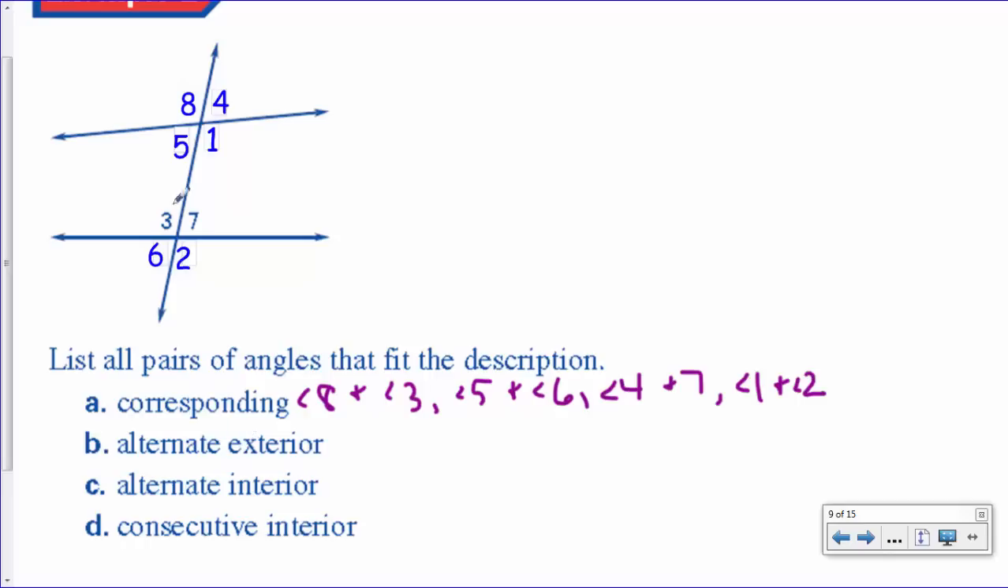Alternate exterior angles are outside of the two lines. By the way, they do not have to be parallel lines in order to have a transversal running through them. Alternate exterior angles are angles 8 and 2, angles 4 and 6.